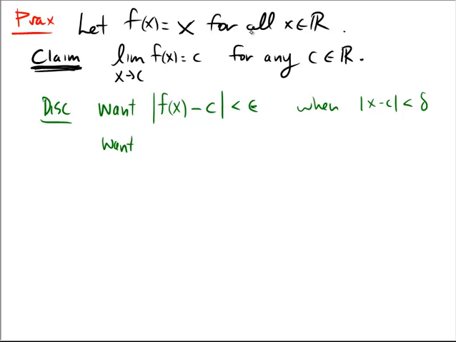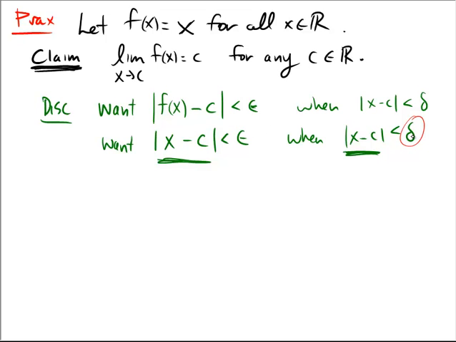Okay, remember f of x is just x, so actually I want to see if I can make |x − c| less than epsilon when |x − c| is less than delta. Well, what a coincidence here. I want to make sure that |x − c| is less than epsilon, but I'll know for sure because I'll be assuming that |x − c| is less than delta. So this seems to indicate that if I want to make a good choice for my delta here, the delta bound seems to be provided by the epsilon. So I think I'm going to choose delta to be equal to epsilon.